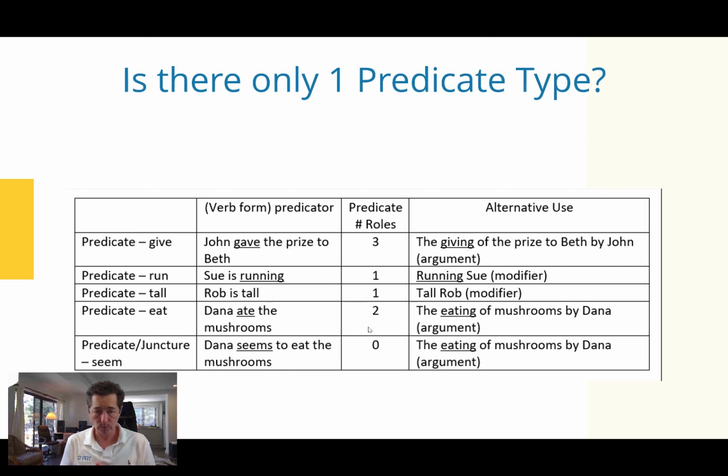Equally, if you're running, there's only one role there. So then we've got a traditional adjective, tall. So Rob is tall, Rob is doing whatever. That there's a modifier example. So you can see the different predicate types there.